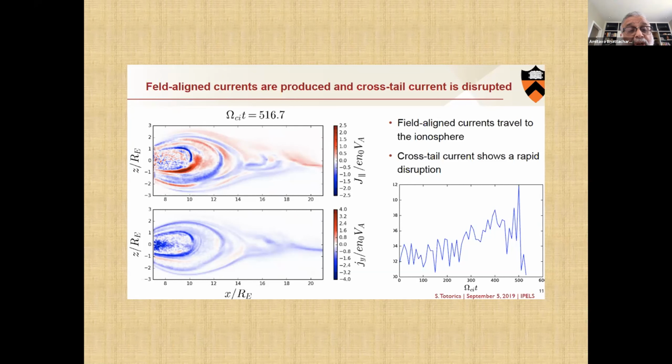A number of things can happen which will destroy that current sheet. Maybe sometimes you have the analog of the X line forming at 10 RE, but a lot of the times you may not. You might first get an ideal instability that then will pave the way for reconnection to break off a plasmoid and send it down the tail. Do I make sense? Yeah, that does make sense.